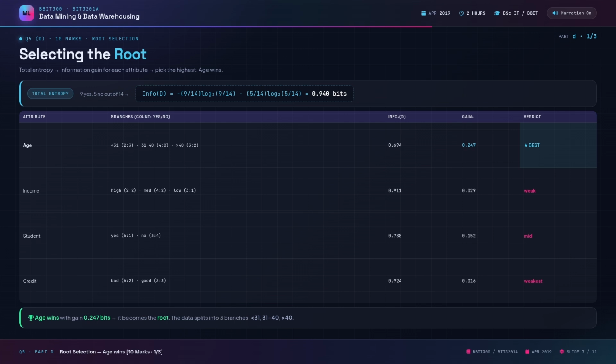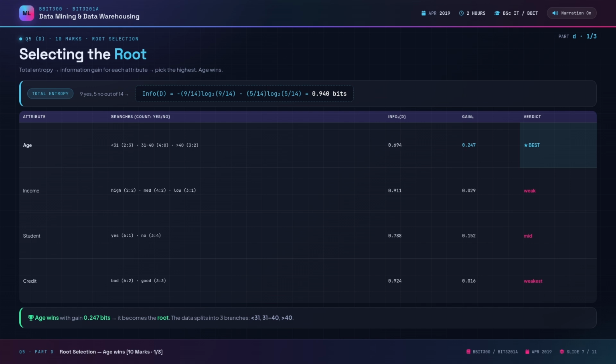Age has by far the highest information gain at 0.247 bits, so age becomes the root of the tree. The dataset partitions into 3 branches, under 31, 31 to 40, and over 40. On the next slide, we recurse on each branch. Slide 8, build the tree by recursing on each age branch.